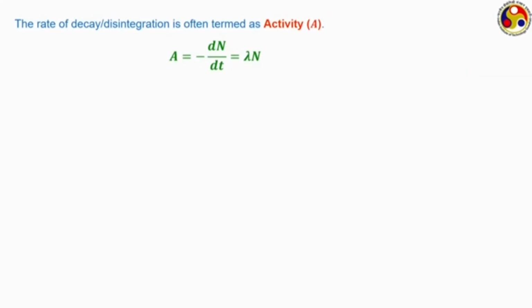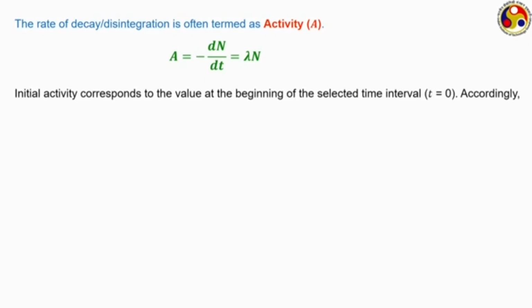So, we move on to define another term, called activity. Activity is nothing but the rate of decay or disintegration, and it is equal to minus dN/dt, or equal to lambda N, where lambda is the decay coefficient. The initial activity corresponds to the value of the activity at the beginning of the selected time interval, t equal to 0. Accordingly, we can write initial activity A naught is equal to activity A at t equal to 0, that is minus dN/dt at t equal to 0, which equals lambda into N naught, where N naught, as per our previous notation, is the initial number of nuclei present in an isotope.